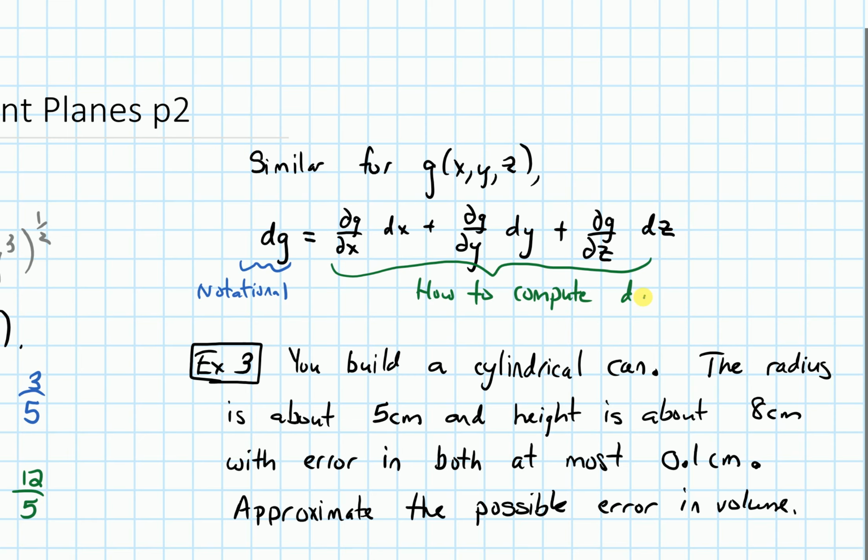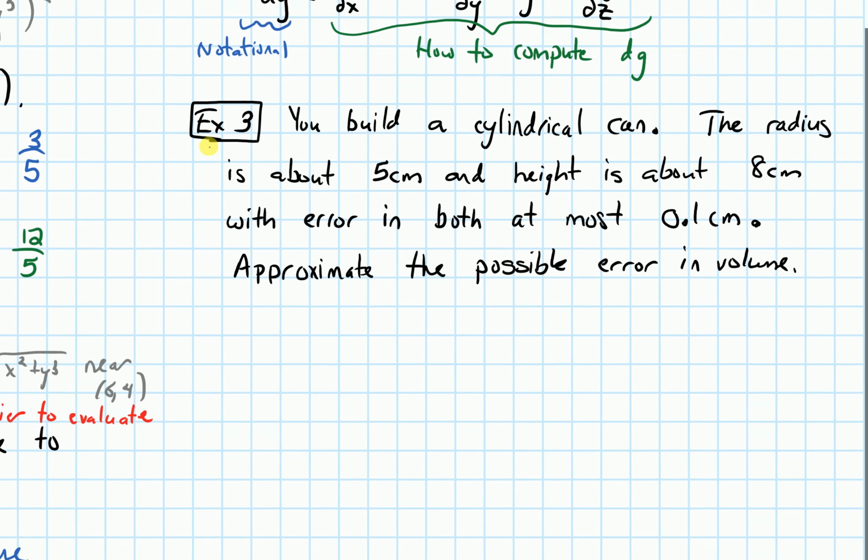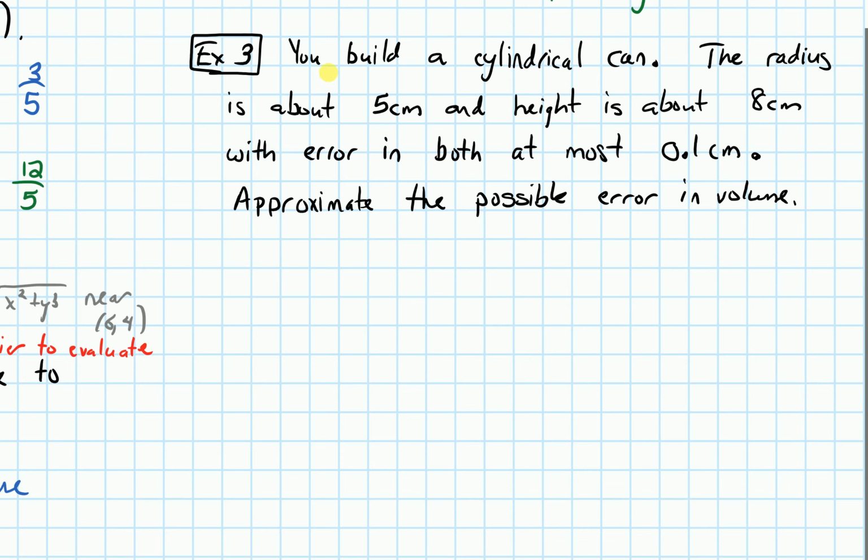So let's look at an example. In the example, you build a cylindrical can. The radius is about 5 centimeters, and the height is about 8 centimeters. And I say about because maybe they're not exactly those values. It says that there's a possible error in both of at most 0.1 centimeters. So this is a real-world scenario. Sometimes when we build things, there might be a margin of error in our construction. And I want to approximate the possible error that would result in the volume.